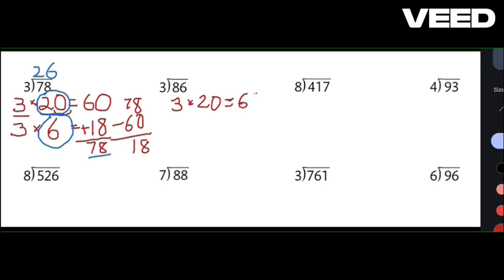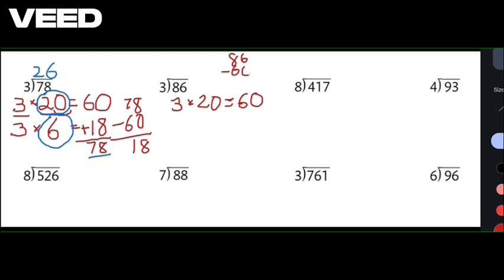Student 5, how far apart is 86 and 60? How much more do we need to add? When we subtract 86 minus 60, what do we get, student 4? Very good, 26.